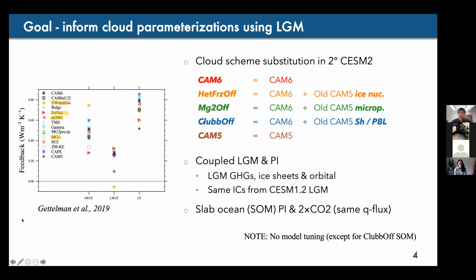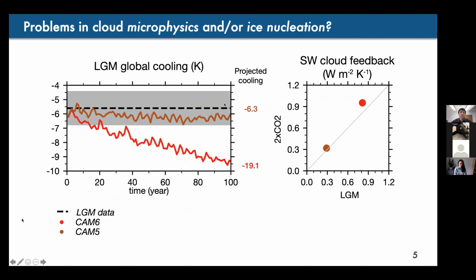For each of these configurations, I performed coupled LGM and pre-industrial simulations with the same LGM climate forcing and the same initial condition. And in addition, I performed slab ocean simulations for pre-industrial and 2 times CO2. The purpose of these simulations is to examine the state dependence in cloud feedback, which is thought to be challenging if you want to inform the cloud feedback and ECS using past climates. So let's look at the results.